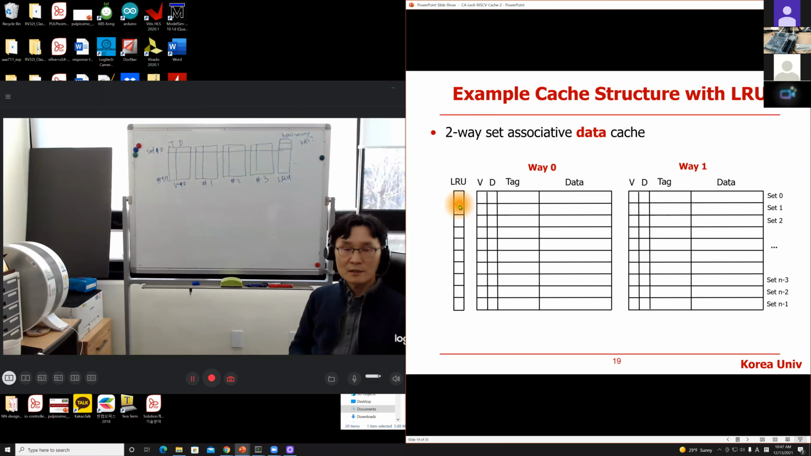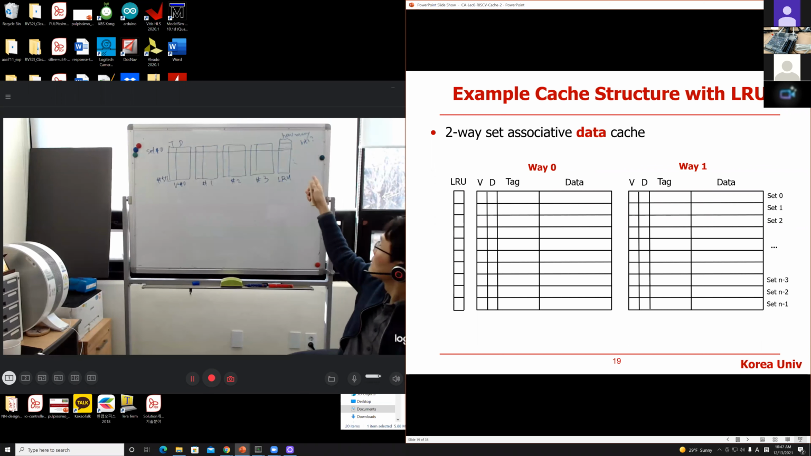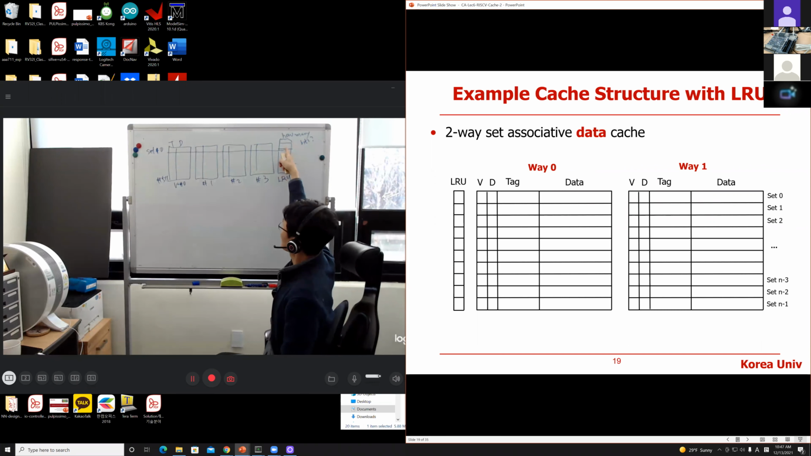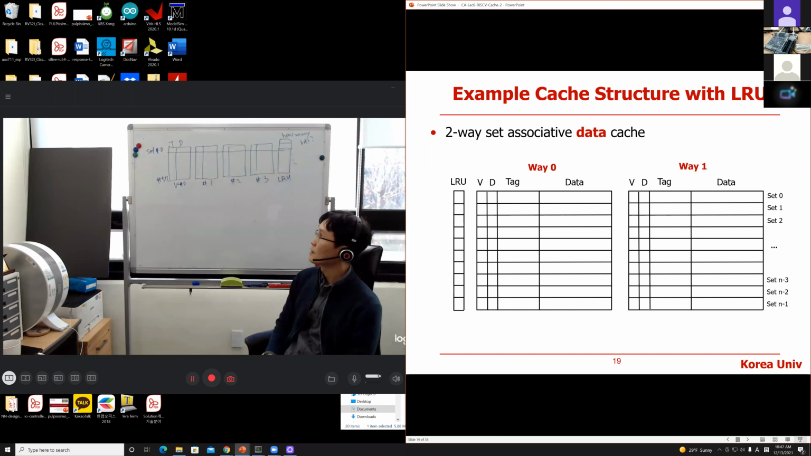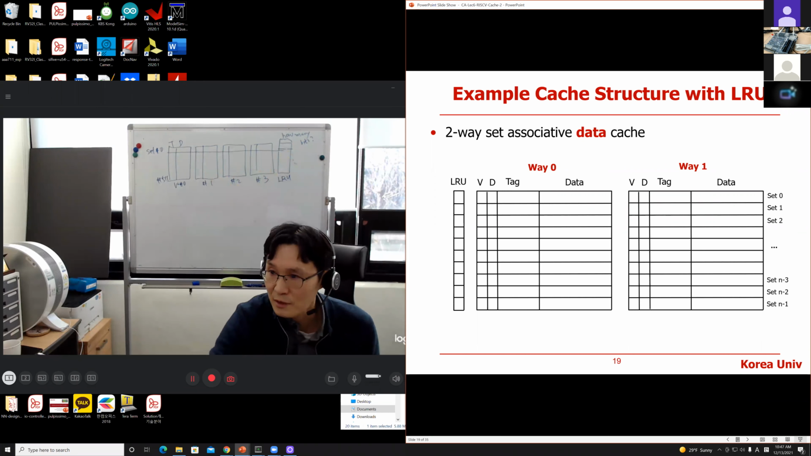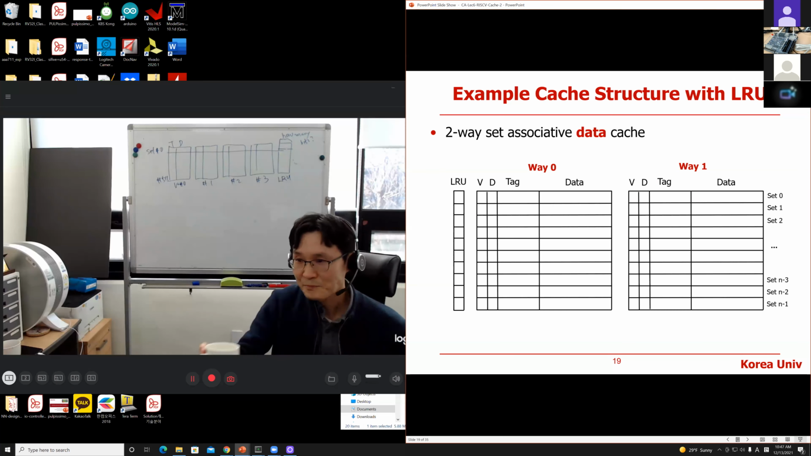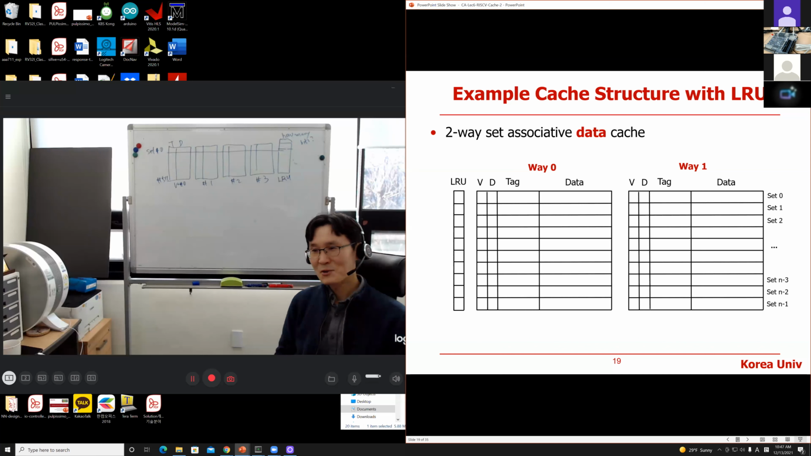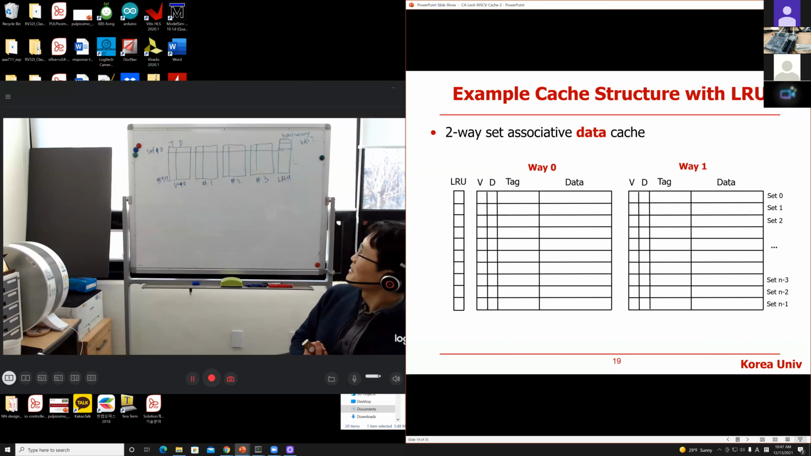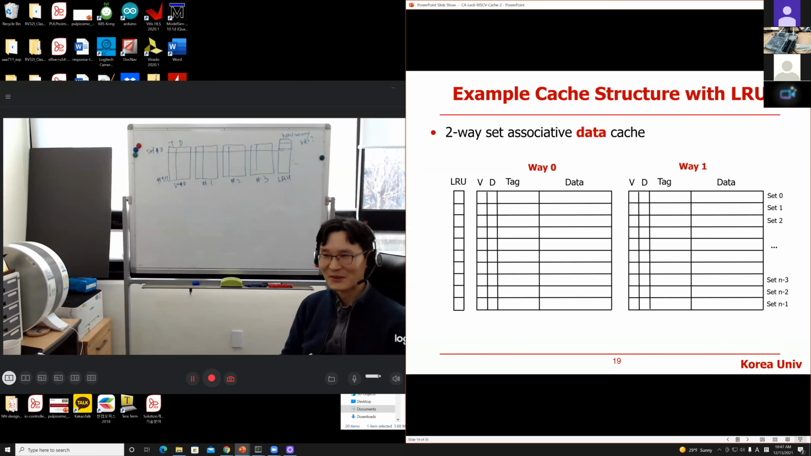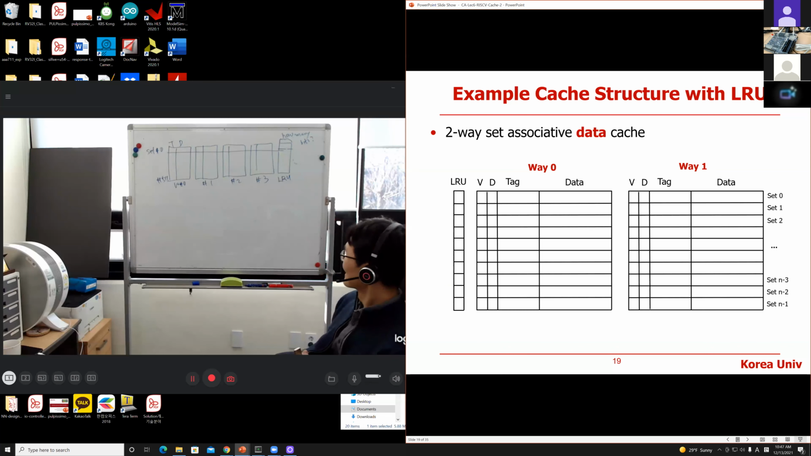So what do you think? How many bits to select the least recently used cache entry? What do you think? Yeah, Hemi says 2-bit. The answer is no. Not 2-bit. So why is that?